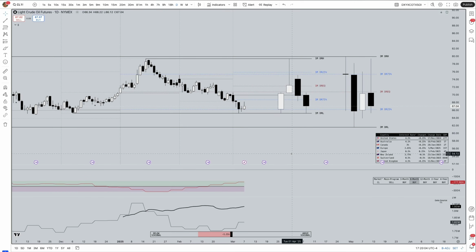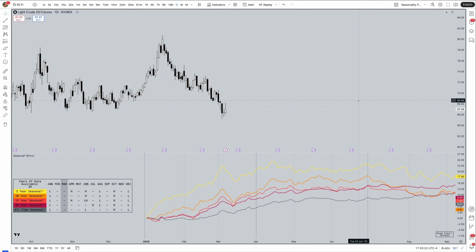On the COT chart, COT is in a green zone, the SOI is decreasing, and the main program is still in a sell program, and the 3, 6, and 12-month program is in the buy program. The seasonality, 5, 10, 15 years and all-time seasonal, week starts with lower price.